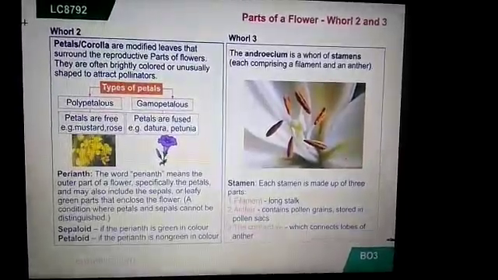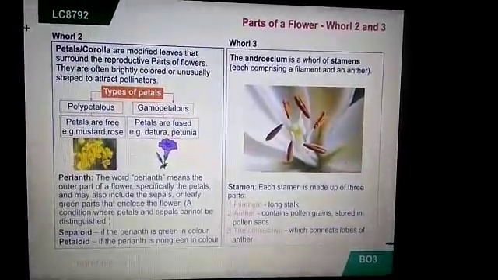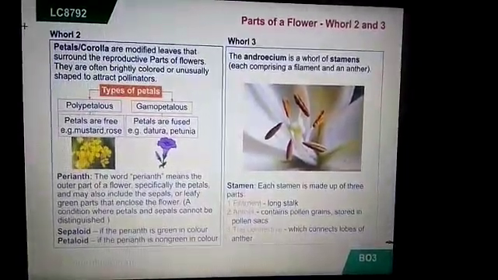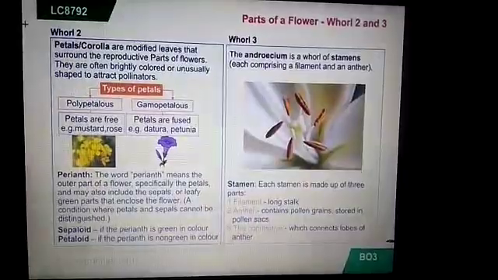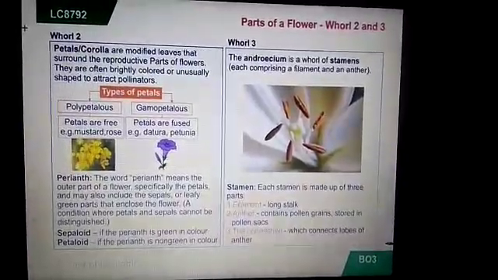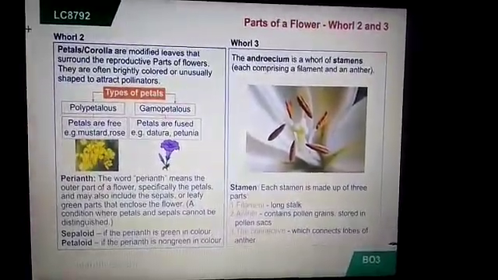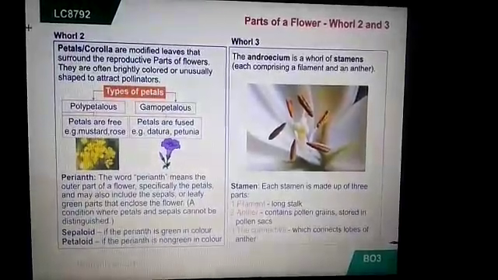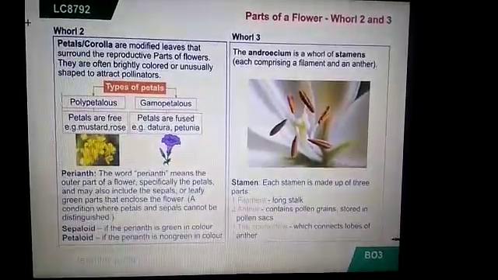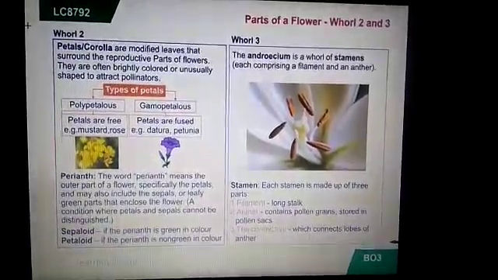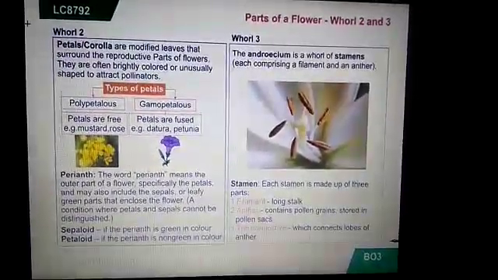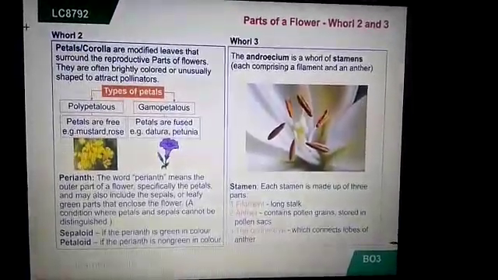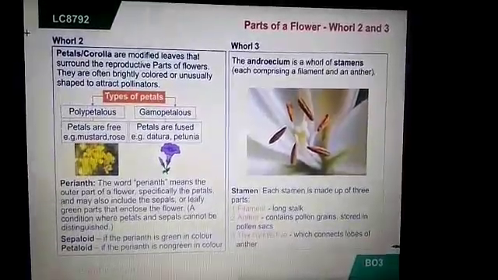Next is perianth. The word perianth means the outer part of a flower, specifically the petals, and may also include the sepals. That means petals along with the sepals together are called perianth, the leafy green parts that enclose the flower. Where petals and sepals cannot be distinguished, those flowers are called perianth flowers, and they are categorized into 2, sepaloid and petaloid.